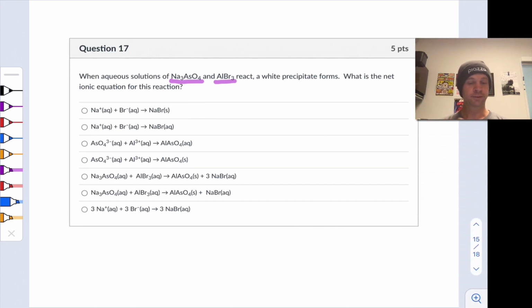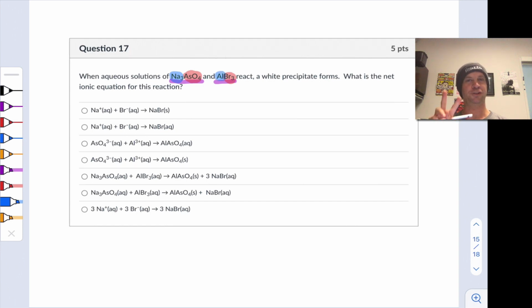And in order to do this, let's mentally separate the cations and anions in each of these compounds. So we have Na3AsO4. AsO4 3- is our anion there. And we have AlBr3, and Br- is our anion there. And we have Na+ cations, and Al3+ cations as well.